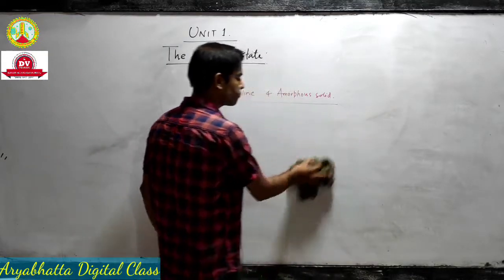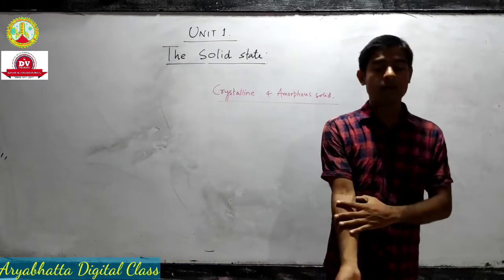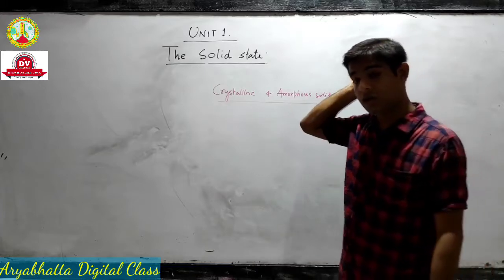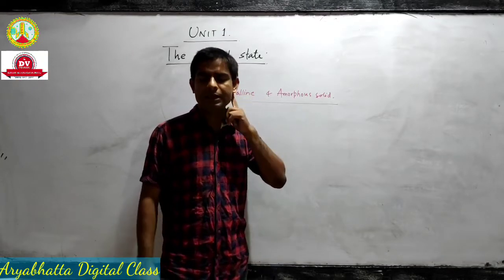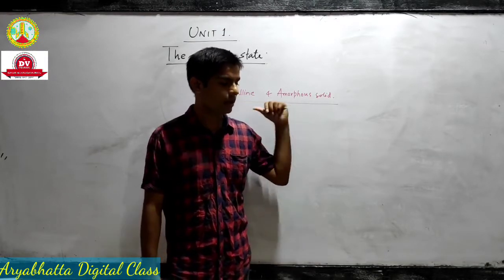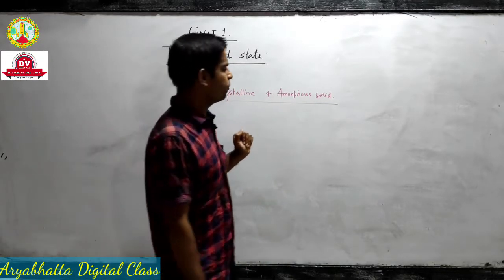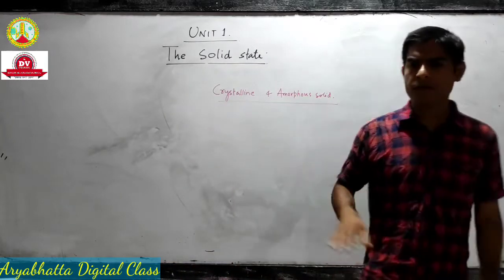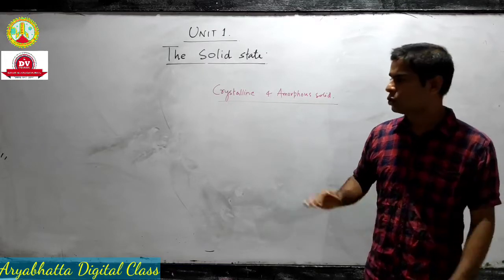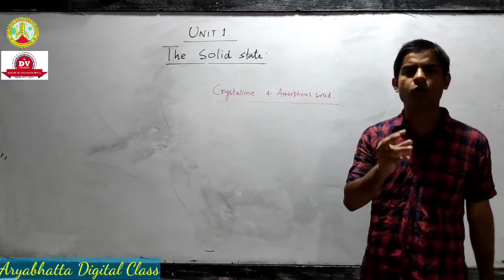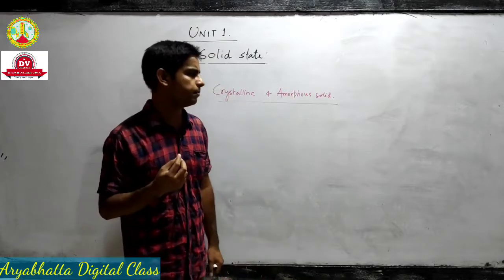So now what happens? What does the difference in these arrangements do to the crystalline and amorphous solids? There are a few basic differences between crystalline and amorphous solids, that means in their properties. I will discuss a few. Amorphous solids, since their geometry is not regular, are generally soft. Amorphous solids are soft in nature.